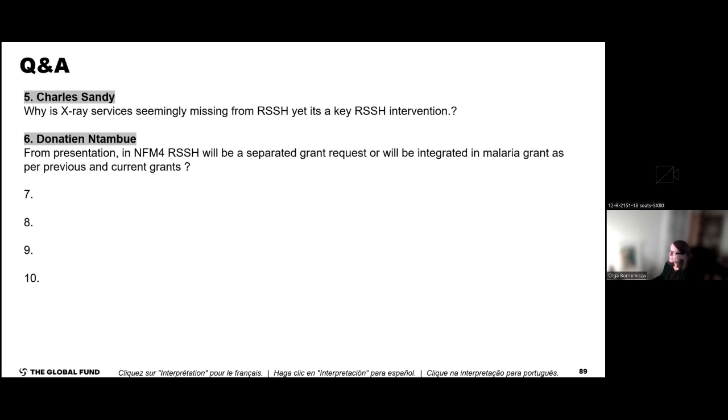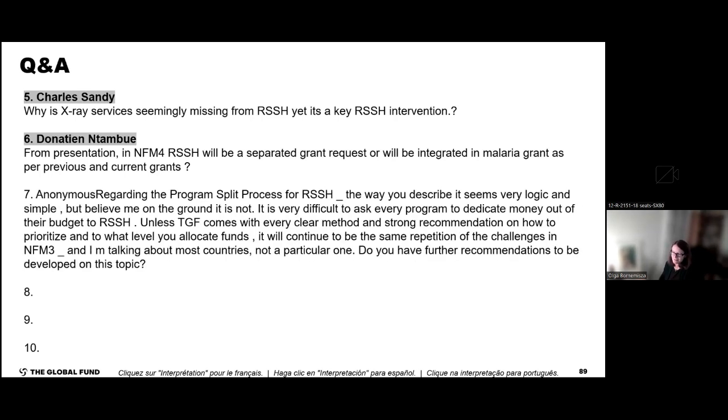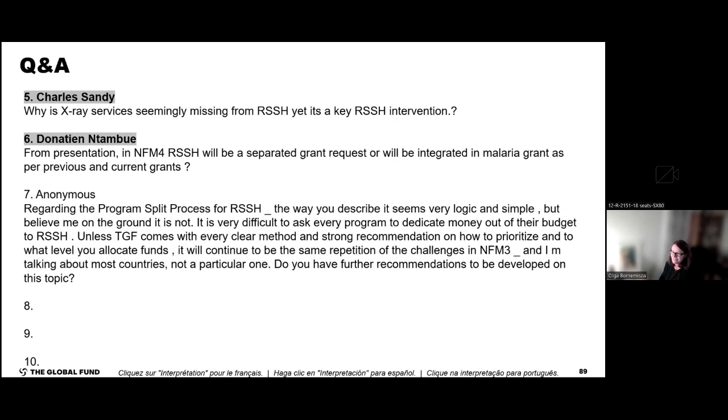I see one more question and I see I've got 2 more minutes. The program split: the way you describe it seems very logical and simple, but believe me, on the ground, it is not. Yes, I do believe you. I know it's not easy. It is very difficult to ask every program to dedicate money out of their budget to RSSH. Unless the Global Fund comes up with a very clear method and strong recommendation on how to prioritize and to what level you allocate funds, it will continue to be the same repetition of the challenges in NFM3. And I'm talking about most countries, not a particular one. Do you have further recommendations to be developed on this topic?